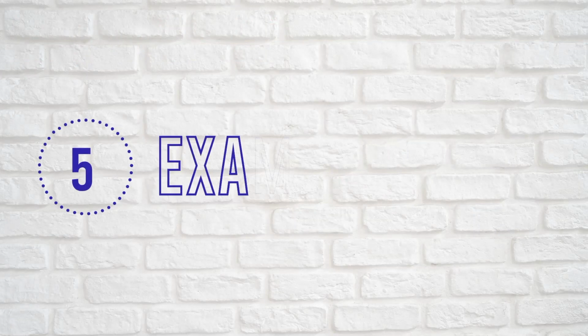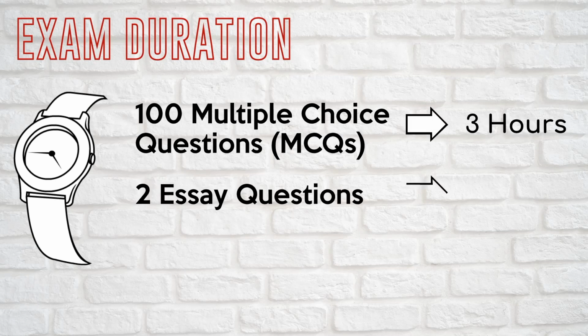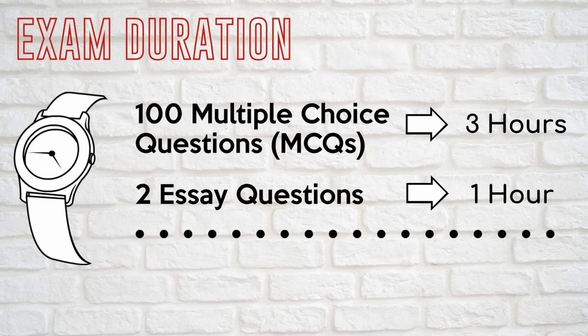Now let's talk about the exam duration. So you have 3 hours to complete the 100 MCQs and only 1 hour to complete the essay section. As previously mentioned, you cannot proceed to the essay section unless you score at least 50% of the MCQs. In total, the CMA Part 1 exam takes about 4 hours.